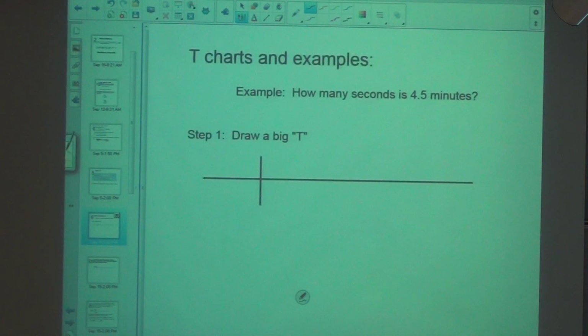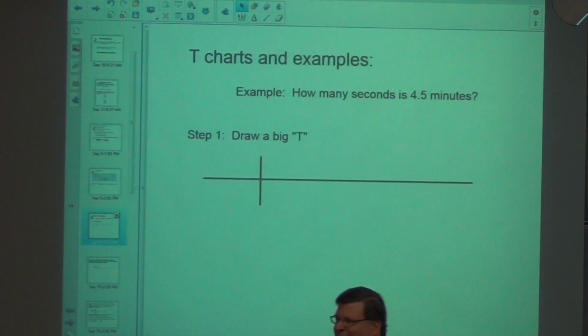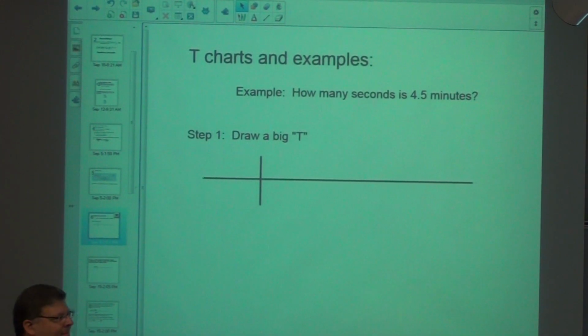So, write this down. Step number 1 in doing a conversion is draw a big T. Kind of weird looking. The reason for the extra long line here is sometimes we need more than one equivalency in order to get the answer we want.